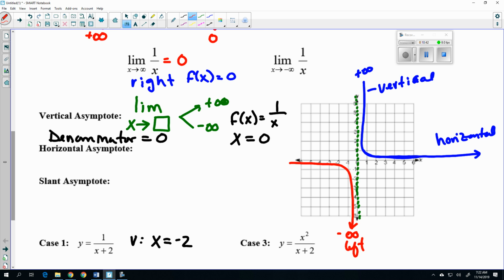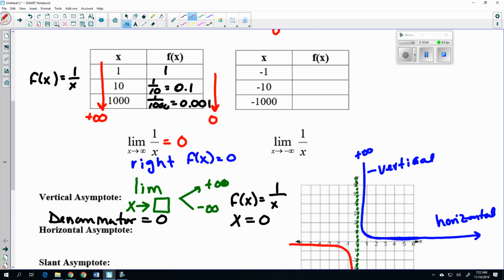What happens when I put in like -1? What's 1 over -1? And this would be -10. This would be negative, how about, I get my decimals right. This would be negative 0.1, 10s, hundreds, thousands. So as I come into, let's see, x is headed toward what number?